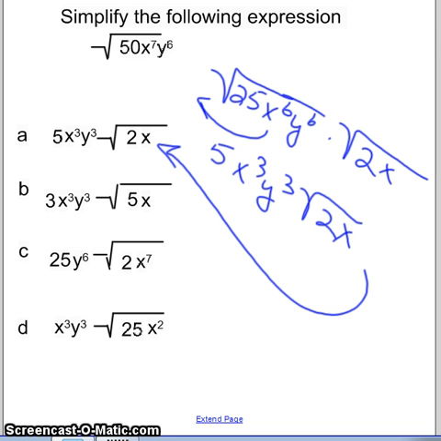You can take the square root of this first radical. The square root of 25 is 5. The square root of x to the 6th is x to the 3rd. The square root of y to the 6th is y to the 3rd. And then the square root of 2x gets left inside. So A is your answer.